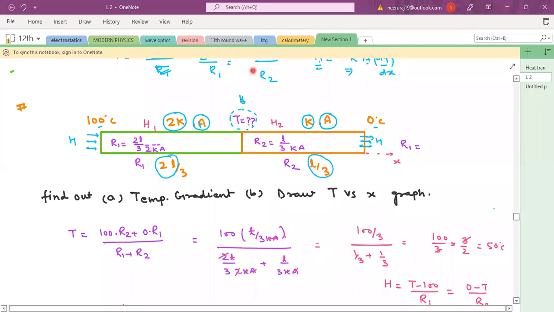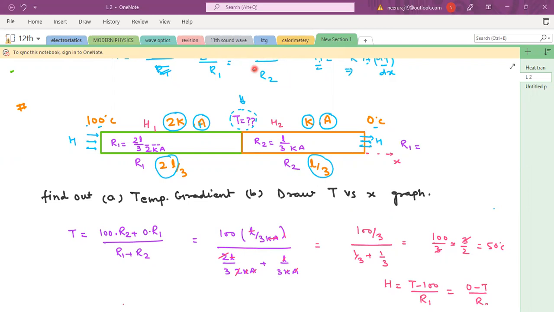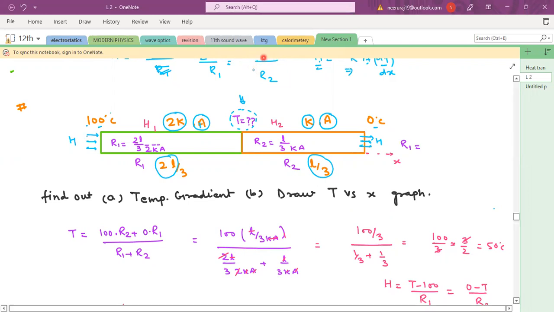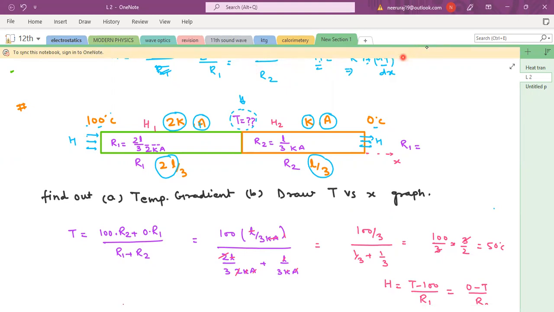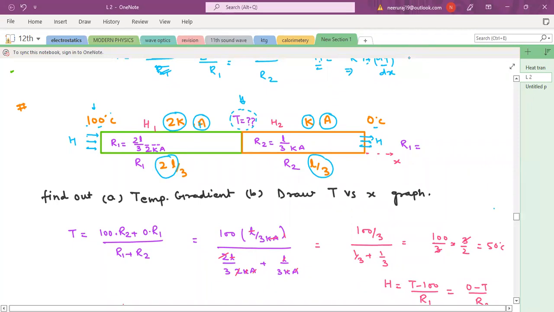So this side temperature, so this side temperature 100 into this side resistance. So 100 into R2. Suppose this side resistance is R2 plus 0, this side temperature, multiplied by this side resistance, R1 divided by R1 plus R2. And you know how to find out R.